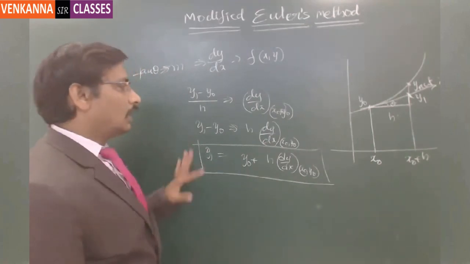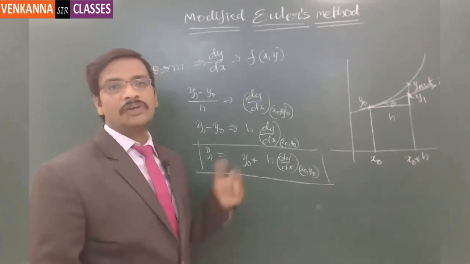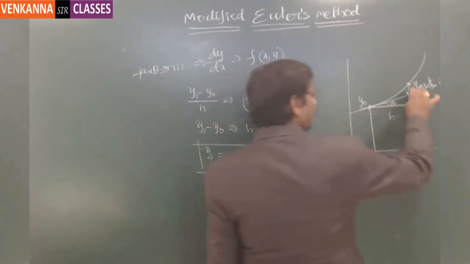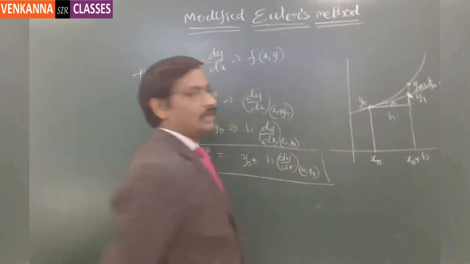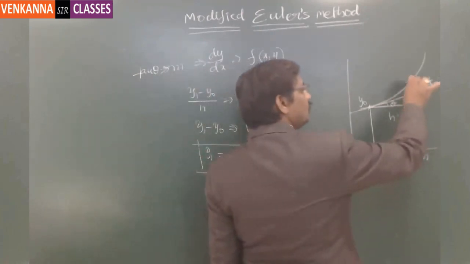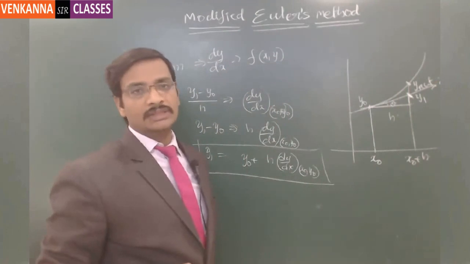Okay. So now come to the Euler's modified method. In the modified Euler's method, here we tried approximating y1 as the new value, but rather than that, if you try to predict this value more closely to this one, then that will be the actual value we can think of.